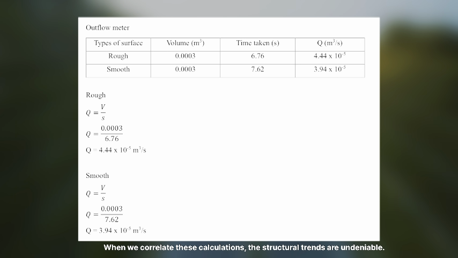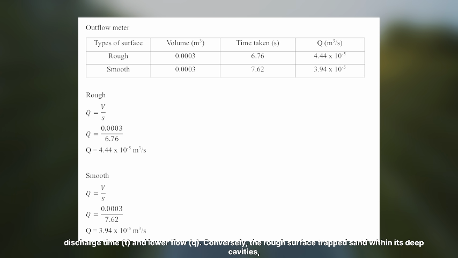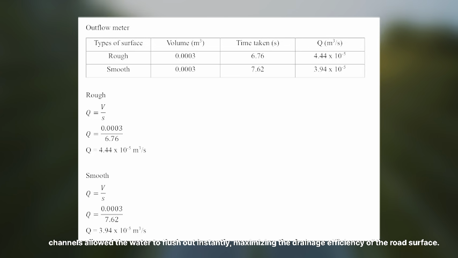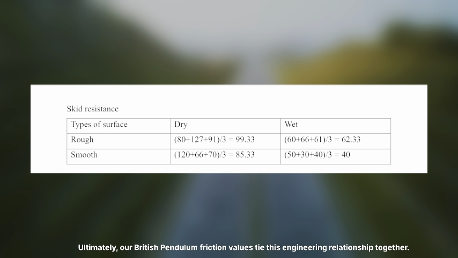When we correlate this calculation, the structural trends are undeniable. Our smooth surface yielded a massive diameter, indicating a very low MTD. Because this closed surface has no drainage voids, it holds the water back, resulting in a high discharge time T and lower flow Q. Conversely, the rough surface traps sand within its cavities, producing a small diameter and a high MTD. Those exact same deep texture channels allow the water to flush out instantly, maximizing the drainage efficiency of the road surface. Ultimately, our British Pendulum friction values tie this engineering relationship together.